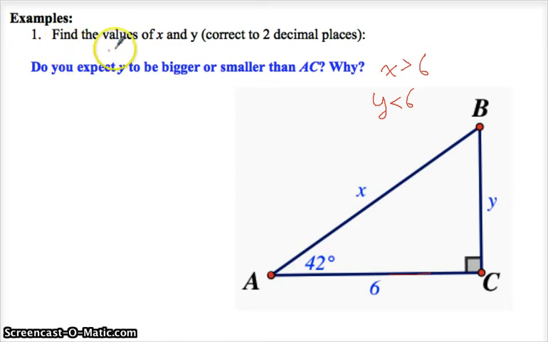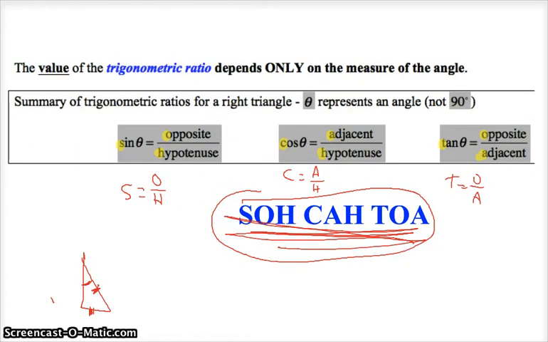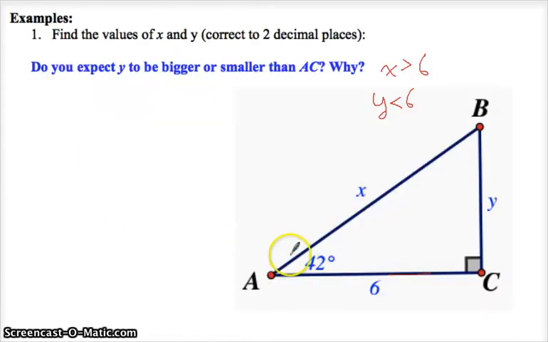Okay, so anyway, it says find the values of x and y, correct to two decimal places. So I'm supposed to be actually able to find these. All right, so let's go back to those trig ratios of SOH CAH TOA. Relative to the 42, let's just write them all out first. The sine of 42 is supposed to be opposite over hypotenuse. The side that's opposite to 42 is y. The side that's hypotenuse in this triangle is x. This isn't very helpful because it's two variables. I can't really do much with that.